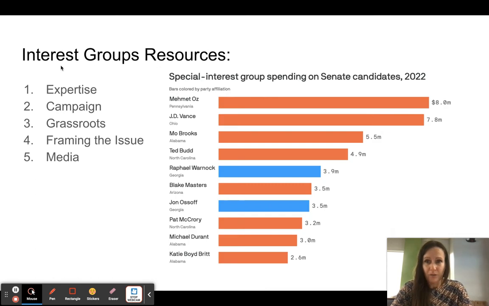They can have campaigns. I shouldn't say they have campaigns, but when it comes to campaigns, they can create ads and do all sorts of things for it. So look here. This is how much money some of these Senate candidates this year are getting just from special interest groups. Did you guys even know that Dr. Oz is running for Senate in Pennsylvania? Have we discussed this? Okay, and look at the amount of money he's getting. Lots of individual donors to him as well.